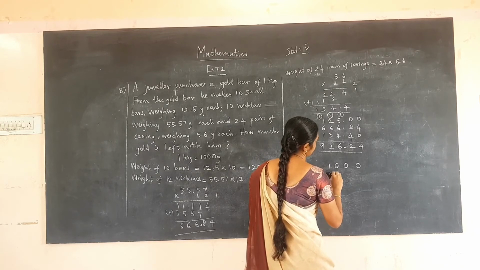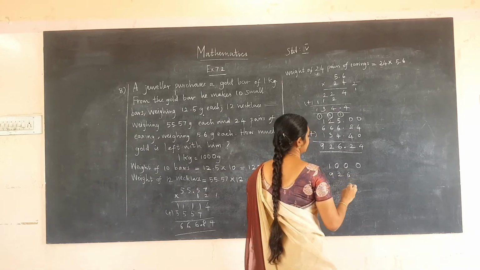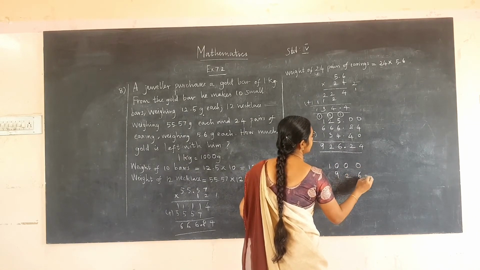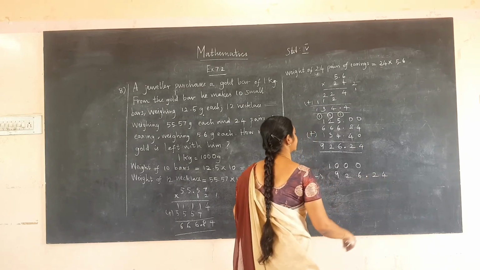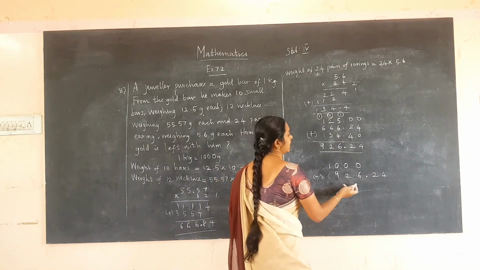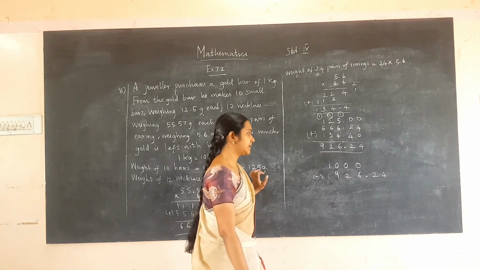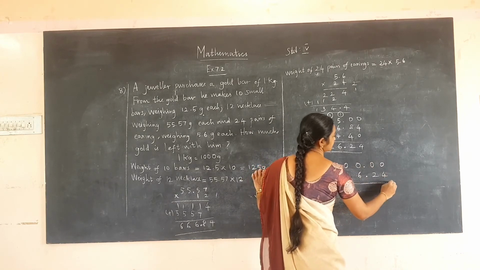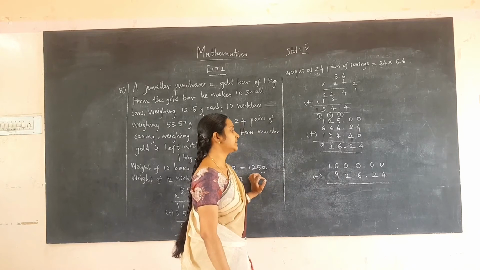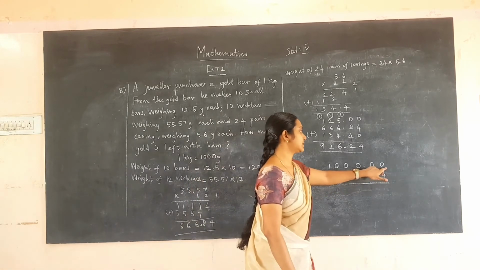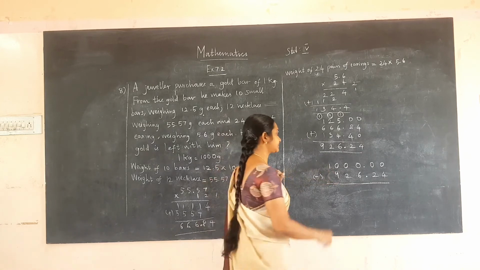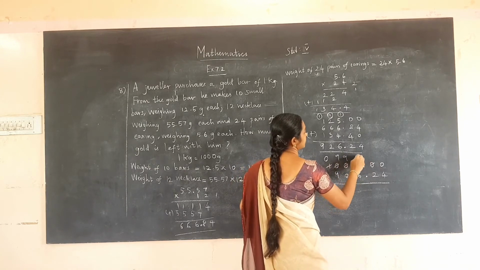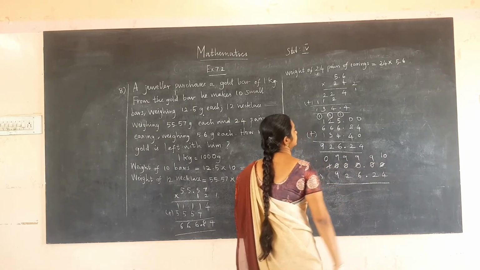1000 minus 926.24. They are unlike decimals, so convert it into like decimals by keeping the decimal point and putting 2 zeros. Now we can start subtracting. All these are 0, so we have to borrow from this. So it will be 0 and all these will be 9 and this will be 10.